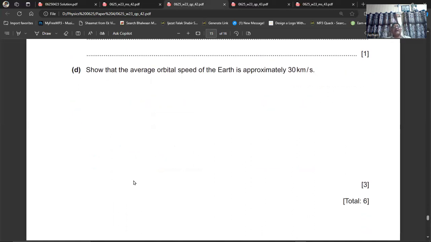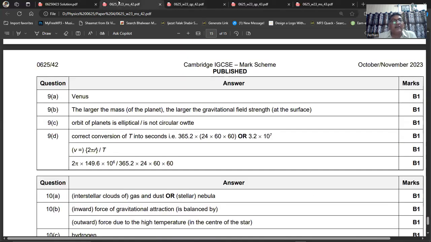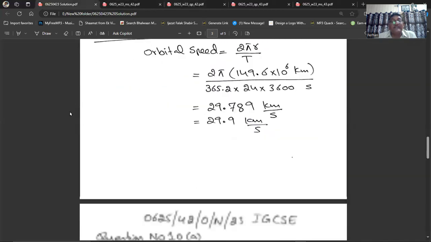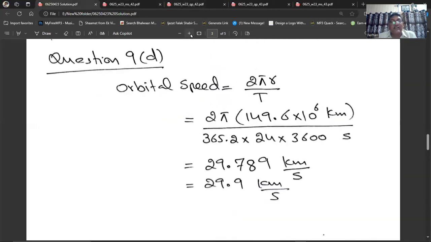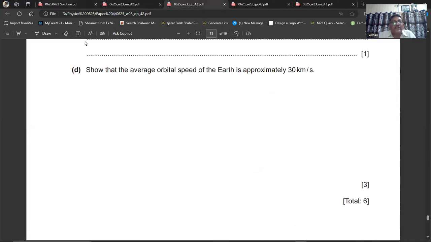He says, show that the average orbital speed of the Earth is approximately 30 kilometers per second. You know, the orbital speed formula is 2πr divided by t, where r is the radius of that orbit and t is the orbital period. So the speed is given in kilometers per second. So here we go. This is question number 9. He says the orbital speed is equal to 2πr divided by t. Their question is, show that the average orbital speed.